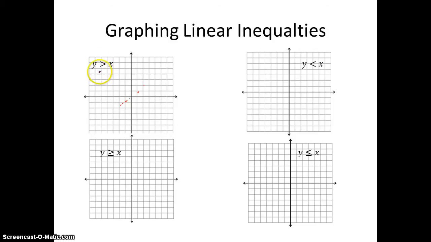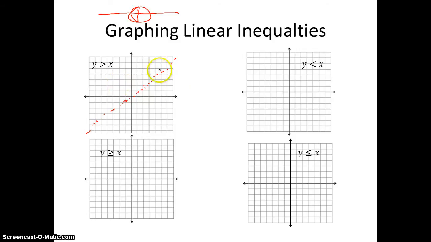Now, can it be equal to? Well, the first thing we have to know is that we have two different types. We have y is greater than x, and then we have y is greater than or equal to x. Now, if y is greater than x strictly, can it equal x? No. So my line has to be a dotted line. Just like on a number line, you have an open circle if it's greater than or less than. Well, on your graph, you have a dotted line.